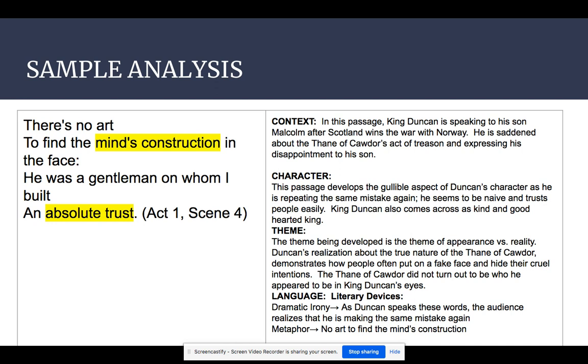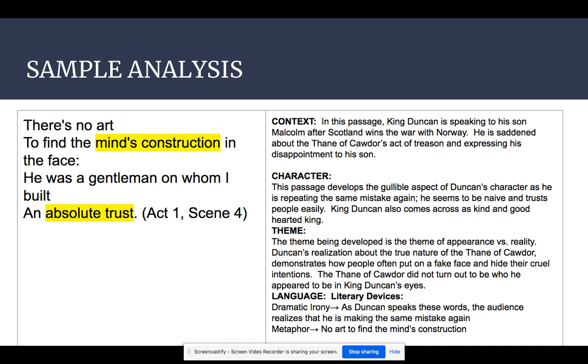And then in terms of language, literary devices used are dramatic irony and metaphor. Dramatic irony because as King Duncan speaks these words, the audience, which is us, we know that he's making the same mistake again because he has claimed Macbeth is now the new Thane of Cawdor, and we know that Macbeth is not such a good character.